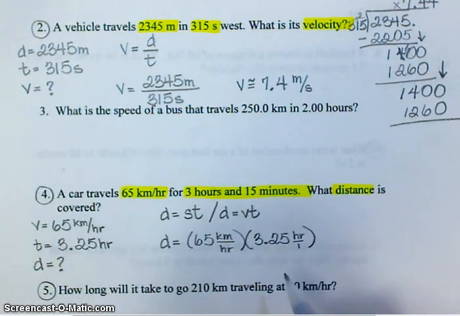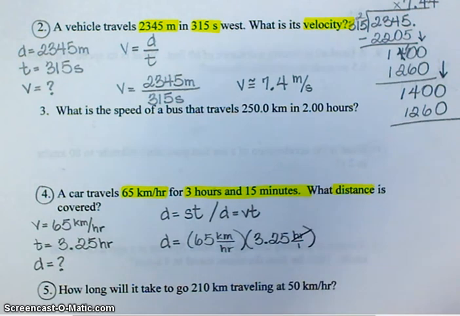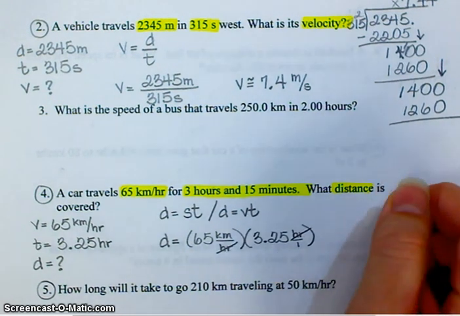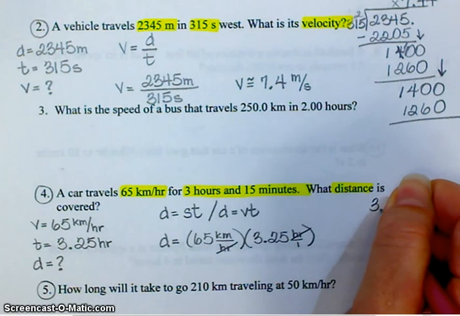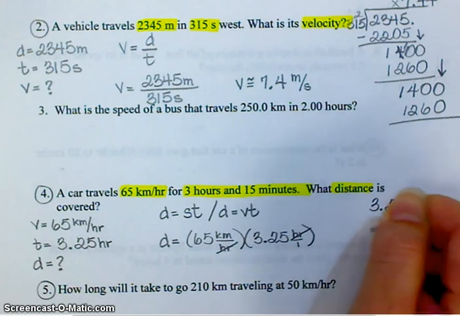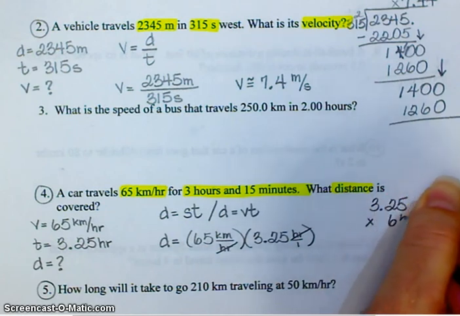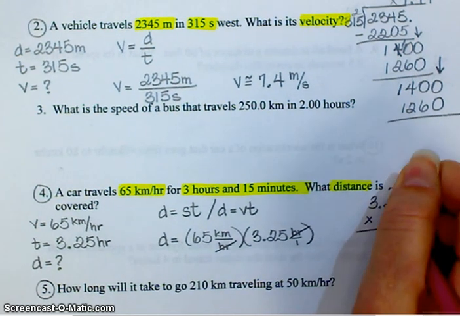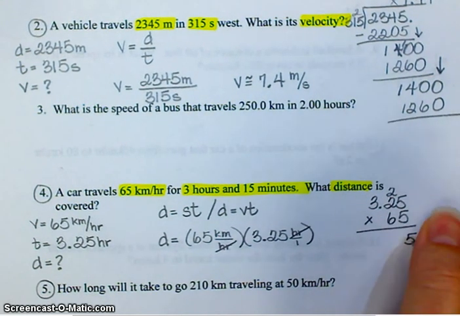Okay, notice what I'm doing on my units. 65 kilometers over hours, kilometers per hour. And then I made my time unit look the same. I put hours and then just over 1. Why did I do that? So that I could see that the hours cancel because I have 1 on bottom and 1 on top. And then all that's left is to do the math. So 3.25 times 65. And this time I'll try to get my math right.